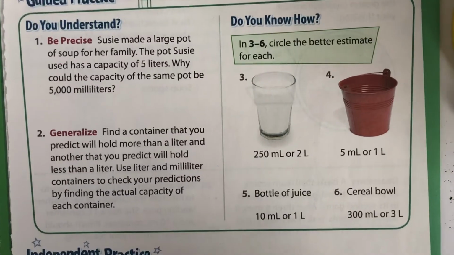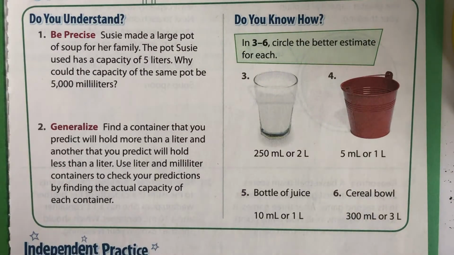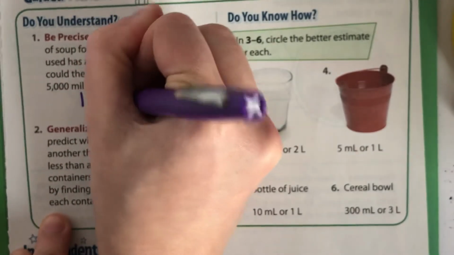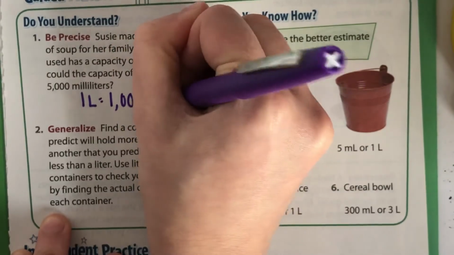Susie made a large pot of soup for her family. The pot Susie used has a capacity of 5 liters. Why could the capacity of the same pot be 5,000 milliliters? We just talked about this. 1 liter equals 1,000 milliliters.